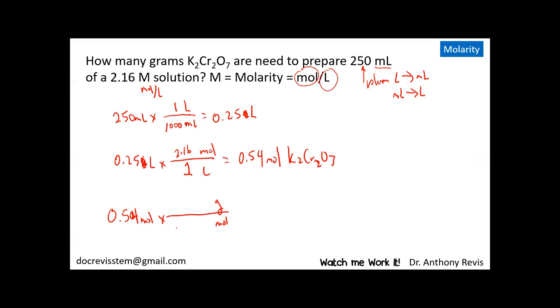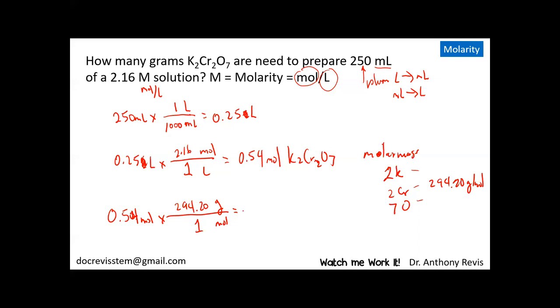If I go through and look up or calculate the molar mass, that's going to be 294.20 grams per every 1 mole. And how did I get the molar mass? You may already know how to do this. This is 2 K times its periodic table value, 2 chromium times its periodic table value, and 7 oxygen. And when we do all that math, we get 294.20 grams per mole.